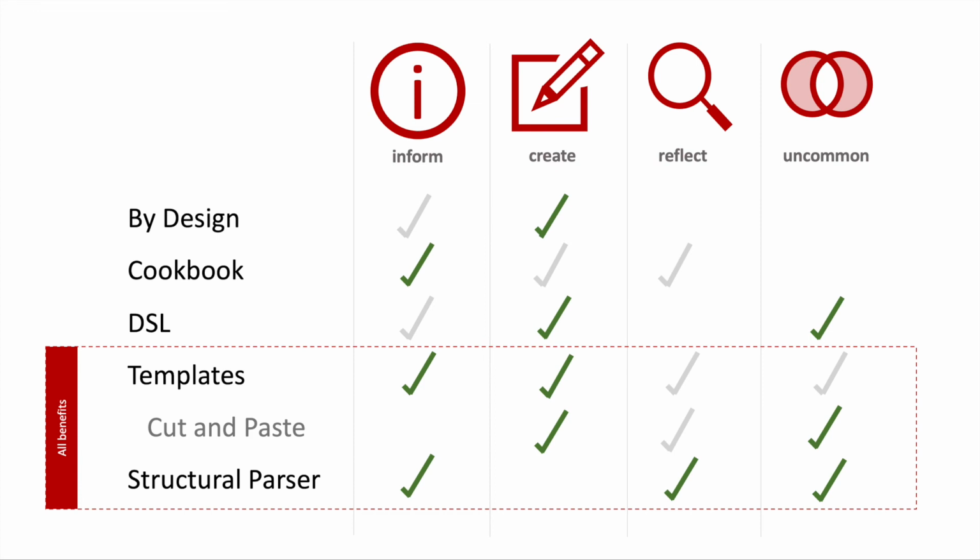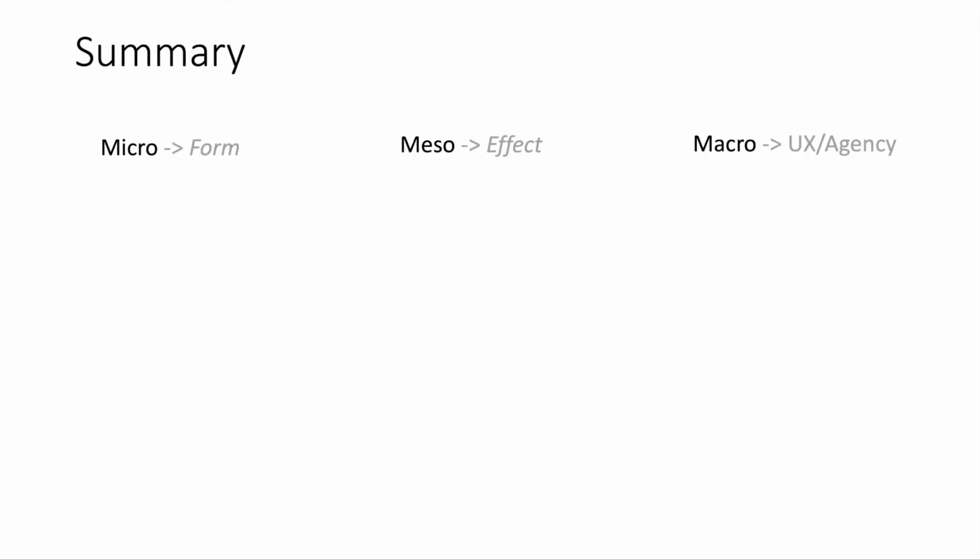And templates. Templates are really good at informing you about different structures and helping you create things, but they don't really help you reflect on what you've done. Whereas a structural parser is very good at helping you reflect on what you've done, but doesn't help you create things. So if you combine the two together, you actually get the best of all worlds.